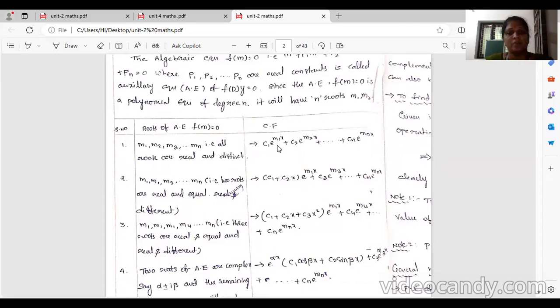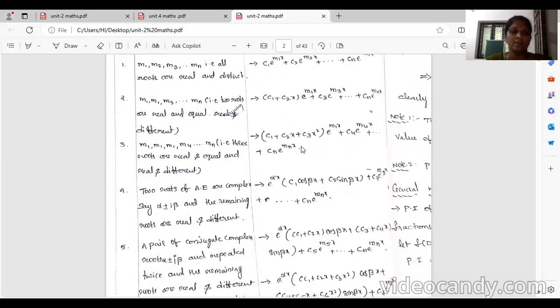Then the complementary solution is c1 e^(m1 x) + c2 e^(m2 x) + and so on + cn e^(mn x), meaning c1 e^(first root × x) + c2 e^(second root × x) + and so on + cn e^(nth root × x).